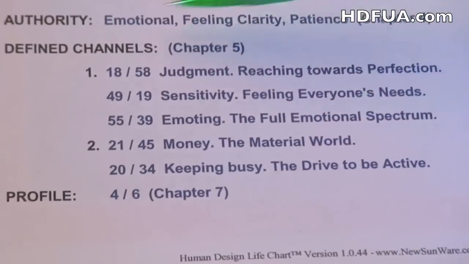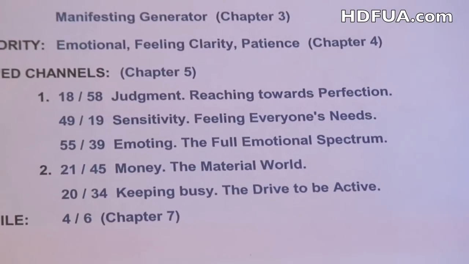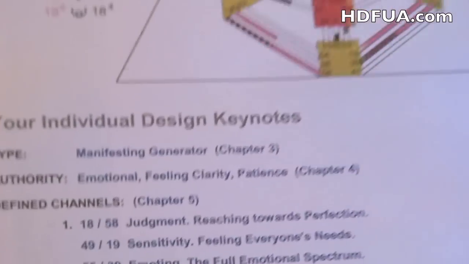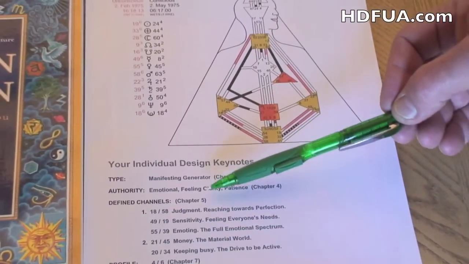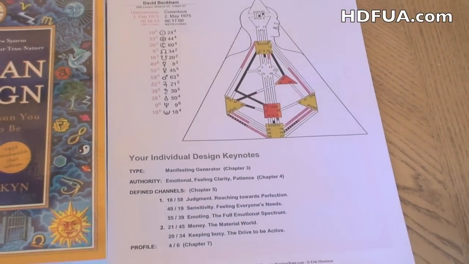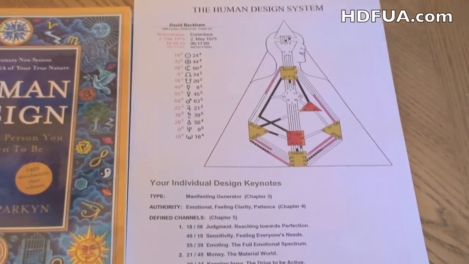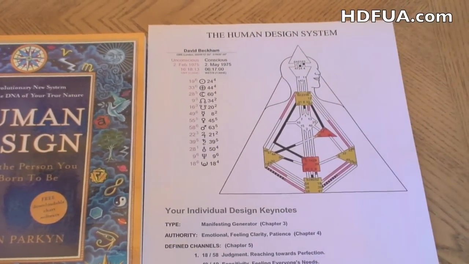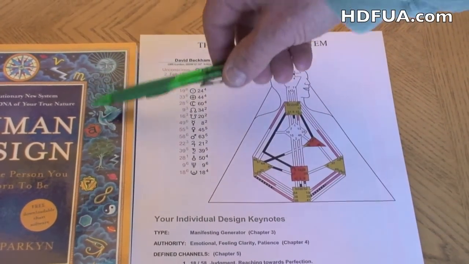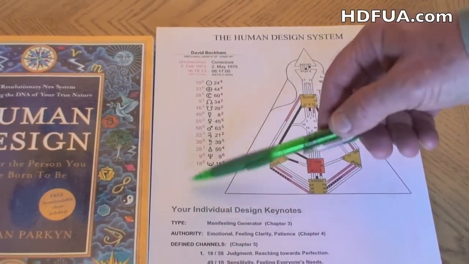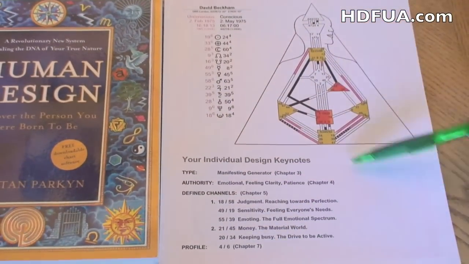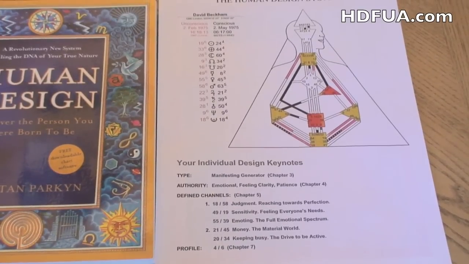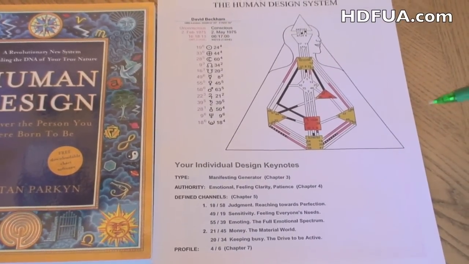In the middle here, what we call the defined channels. These are these parts of the chart here that are colored in, and there will be a full description of these in chapter 5. So this is the recommended initial reading, to go with the human design book and discover what all this means to you in your life that is specific to your design.